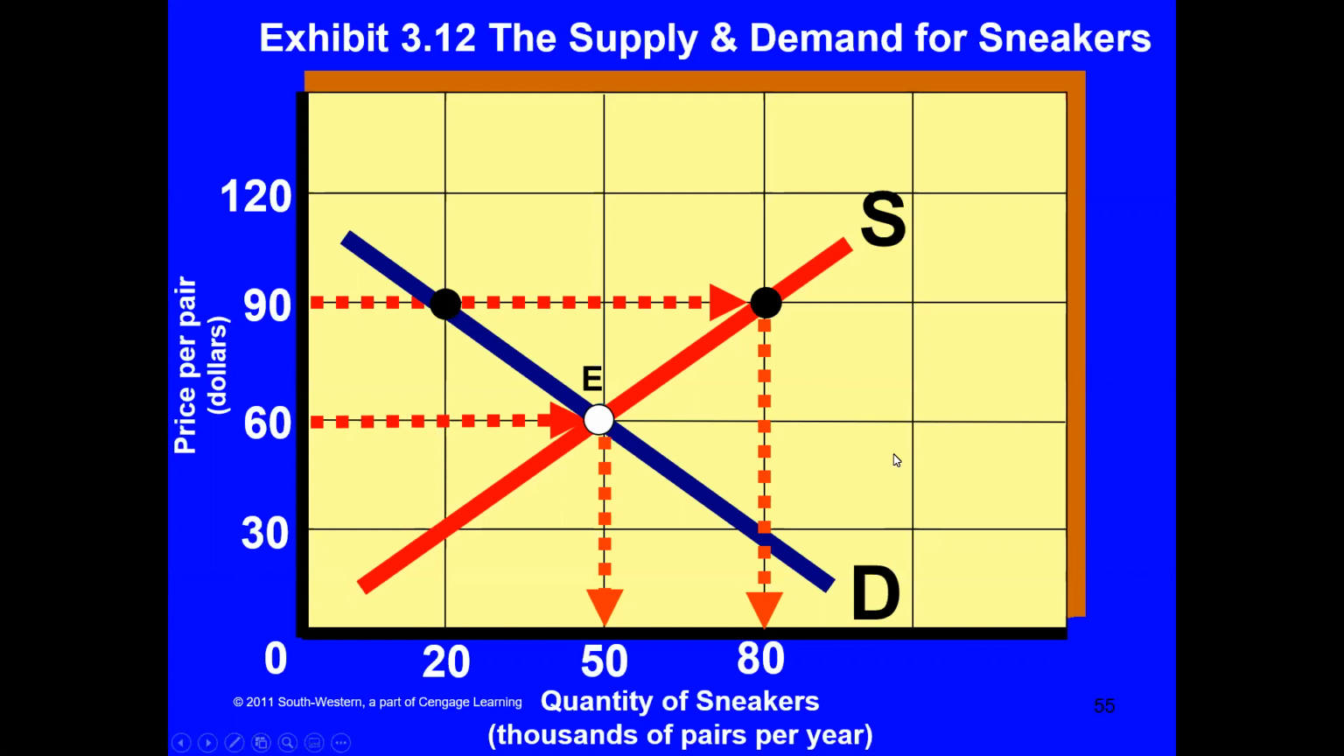If you can label your graph correctly, you've got half of your problem solved when it comes to supply and demand. And then we'll have practice with the shifting of supply or demand, but you've got to be able to label it correctly to begin with.